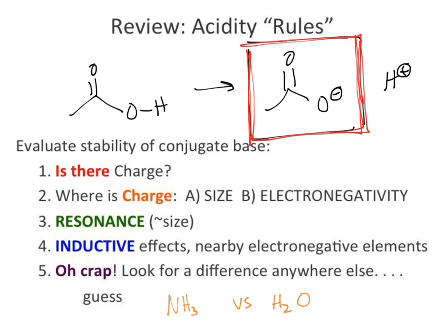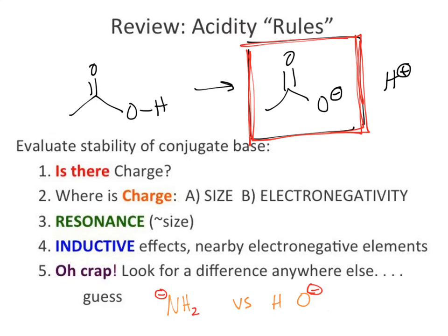All right, well, the first pass, get rid of the hydrogen. And now we want to evaluate. Again, we always start with the beginning. Is there a charge? Yes, it's the same in both cases, so we now move on to the next step. Where is the charge? The charge in our NH2 is on our nitrogen, whereas in the OH, it's on the oxygen. So now we want to evaluate the stability of that charge. So first, size. Is there a size difference between the oxygen atom and the nitrogen atom?